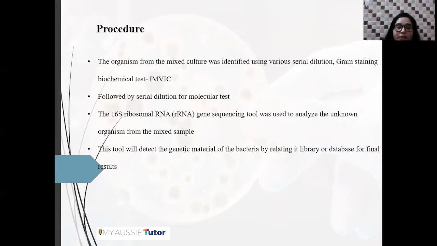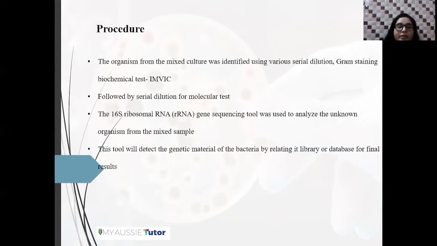So, what is the procedure? We'll discuss in this slide what procedure one can follow to identify the microorganisms from a mixed culture. A mixed culture is a culture which contains a large number of bacteria, and every single cell is not isolated, and it contains a mixture of different pathogens. So there is a need to first isolate the specific bacteria from this mixed culture, and then to identify the bacteria to know the causative agent of any disease or illness.